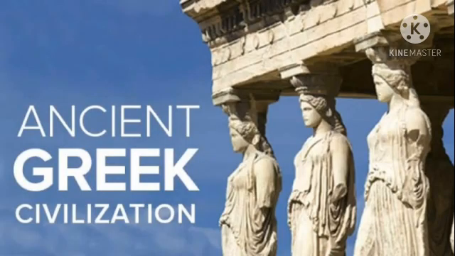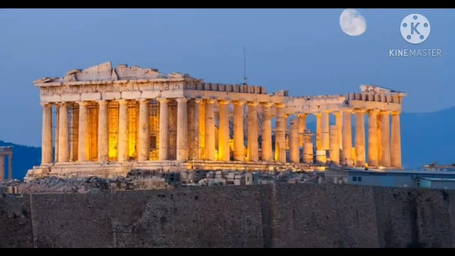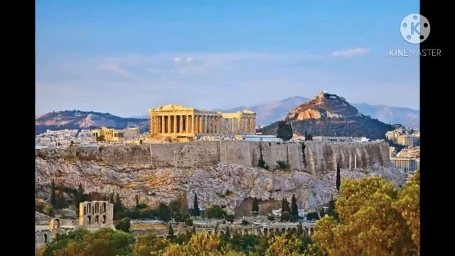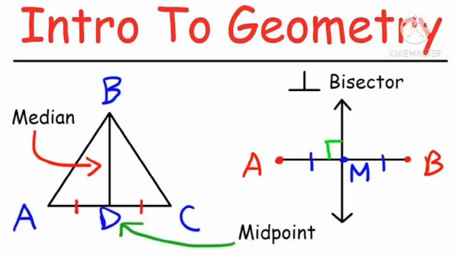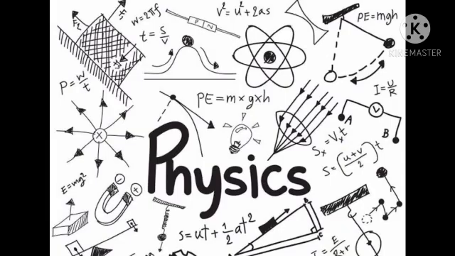The next is the Greek civilization. Ancient Greece was a civilization belonging to a period of Greek history from the Greek Dark Ages of the 12th to 9th century BC. It was a period of political, philosophical, artistic, and scientific achievements that formed a legacy with unparalleled influence on Western civilization. The civilization created the base for modern geometry, biology, and physics.